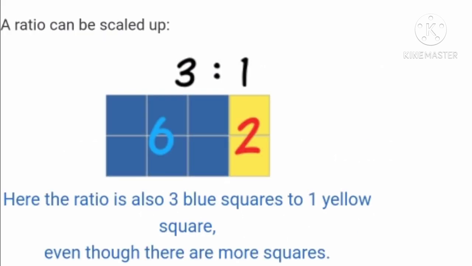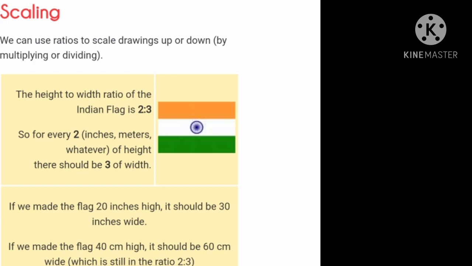Now the use of ratio is for scaling up. This 3 is to 1: when 3 and 1 are multiplied by 2, we get 6 is to 2. It means the ratio 3 is to 1 is the same as 6 is to 2, which is also called the equivalent ratio. Here the ratio is 3 blue squares to 1 yellow square, which is the same as 6 blue squares to 2 yellow squares. Now see one important use of ratio, which is scaling. We use the ratio to scale our drawings up or down.